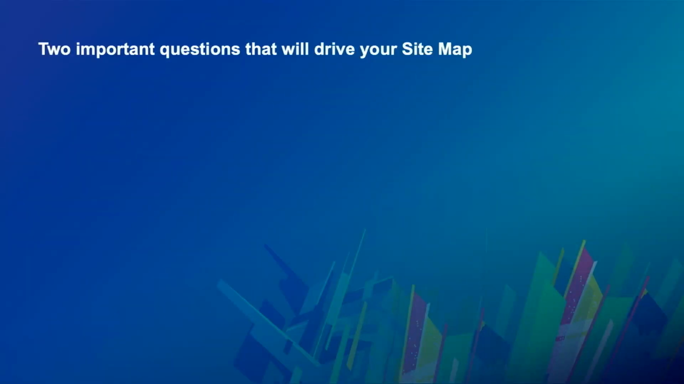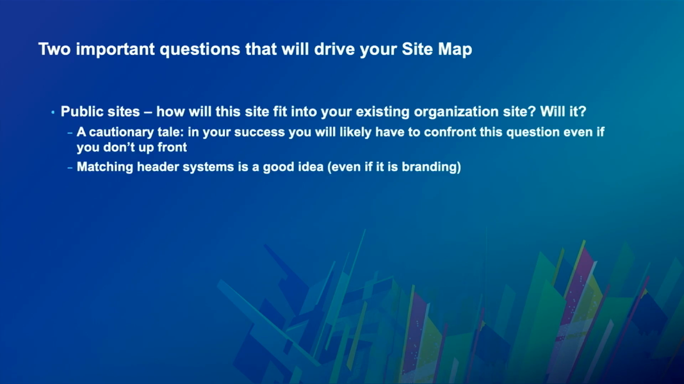The two questions that will drive your site map most importantly, after you've had your one success, are, for public sites, how will this fit into your existing organization's website? Do you have one? Some of you come from local governments, you might have a header system already. Maybe you're already being referenced from there. If you don't do this now, and you have success, you'll have to later, so it's a good idea to think about it. Matching the header system is a good idea, even if it's branding.